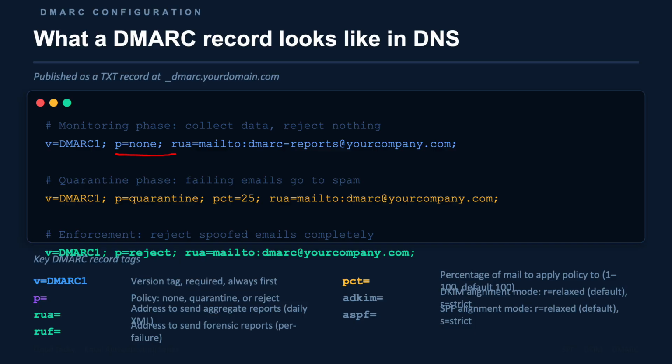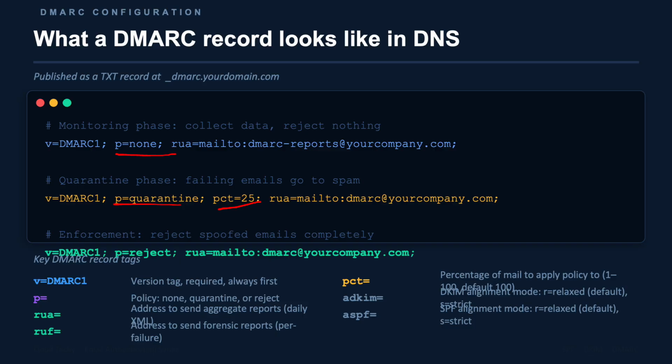You stay in this phase typically for a few weeks until you have identified every legitimate sender and made sure they all pass SPF and DKIM with alignment. The second record is the quarantine phase, so that is p=quarantine. Now, failing mail goes to spam. Notice the pct tag, which stands for percentage. So pct=25 means apply this policy to only 25% of failing messages, which lets you roll enforcement out gradually and watch for problems before you commit fully.